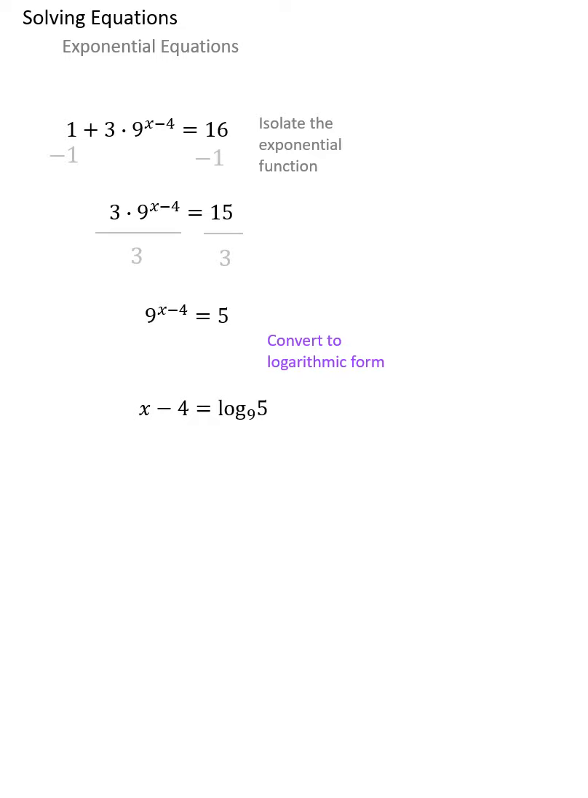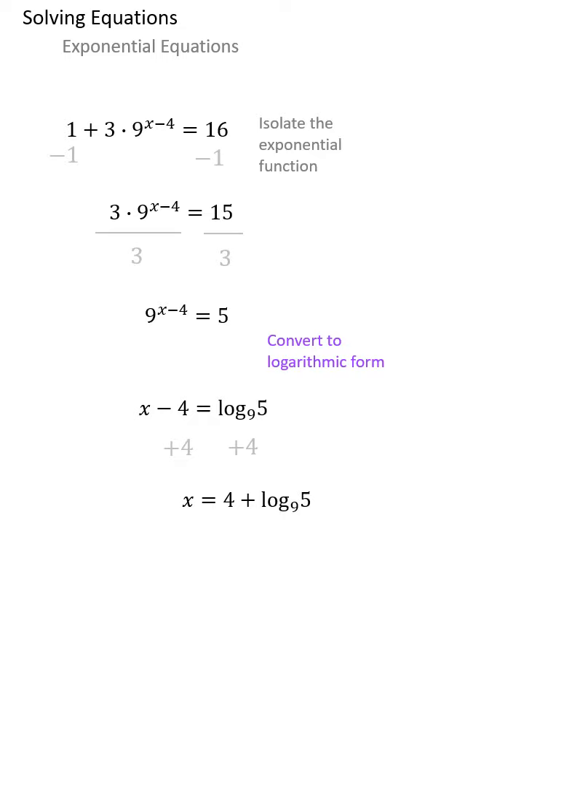And that's your basic conversion principle. The beauty of converting is the variable x is no longer in the exponent. That's why we convert. And now, to solve for x, I simply need to add 4 to both sides. And I've now isolated x. The only question left is in simplifiability. In other words, is there anything about log base 9 of 5 that I can simplify?